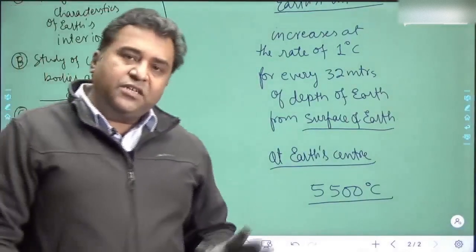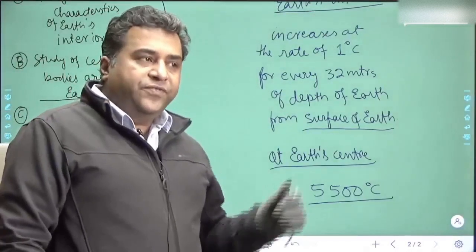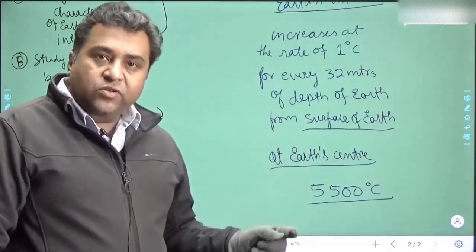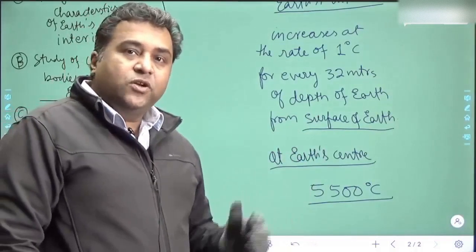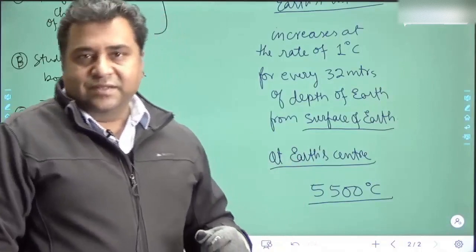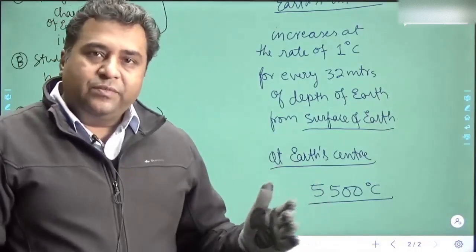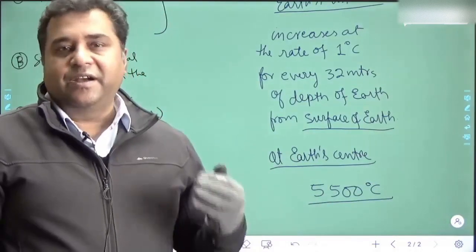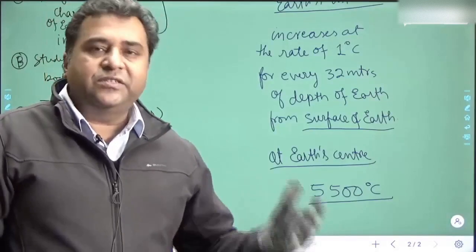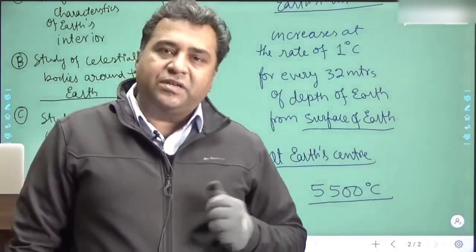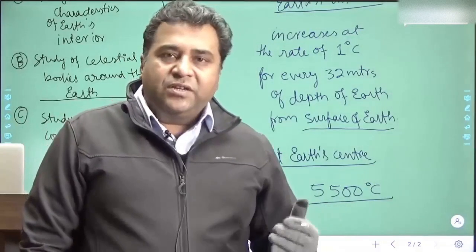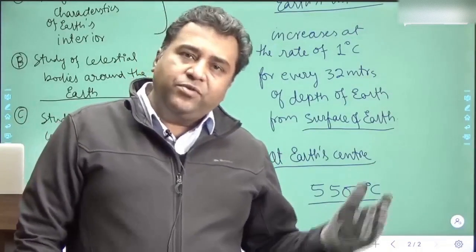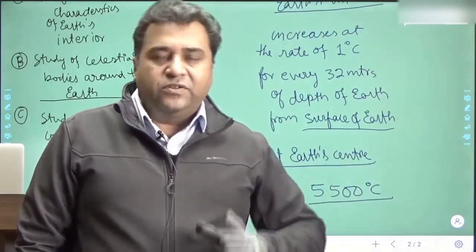At the center, it is 5,500. If you go by 1 degree every 32 meters, by that rate, it should be something like 2 lakh degrees Celsius. But it is not 2 lakh degrees. It does not go on increasing at that rate. Only up to a certain depth, it increases at the rate of 1 degree for every 32 meters. After that, it slows down, and it gradually keeps slowing. And by the time you reach the center of the Earth, the temperature is 5,500 degrees Celsius.